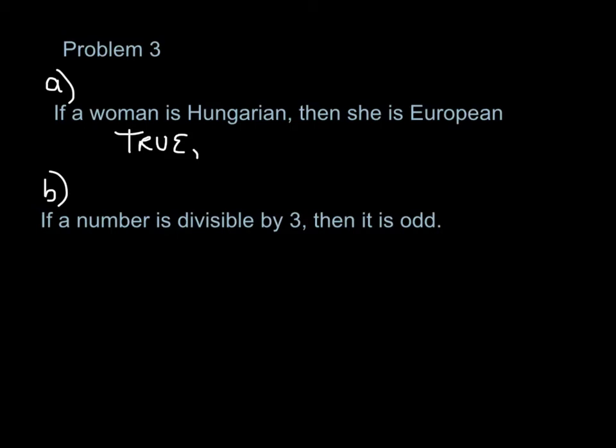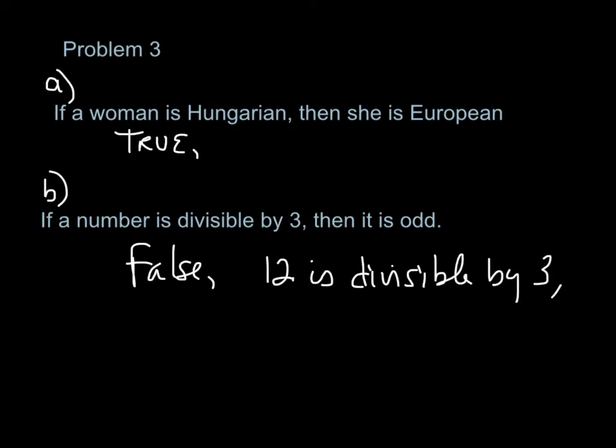Part B, if a number is divisible by 3, then it is odd. True or false? It'd be false. Because give me a number that is divisible by 3 but is not odd. You could say this, 12 is divisible by 3, but it is not odd. So all you have to do is prove something wrong to make the statement false.